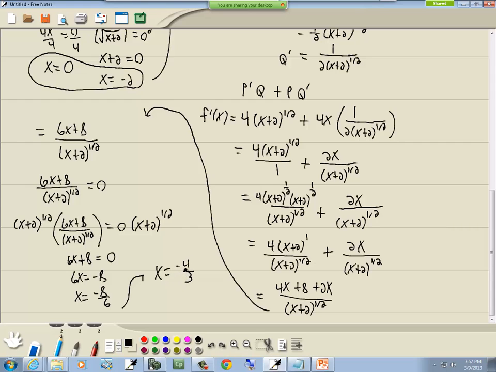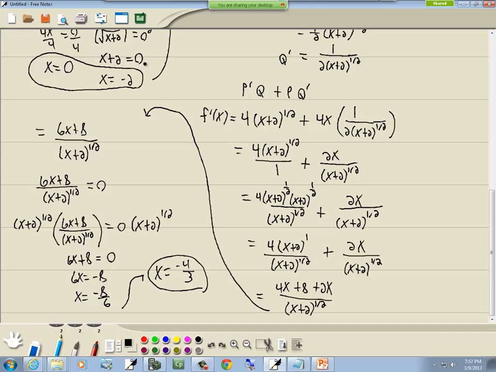Now that's -1 1/3, which is between 0 and -2, or -2 and 0. And that's the second part. They wanted to show that this is between these two values.